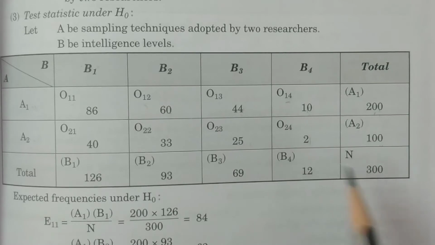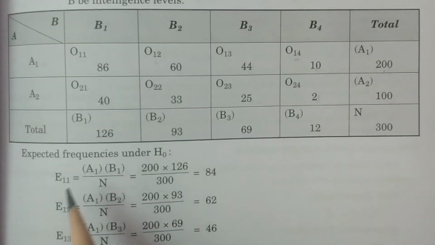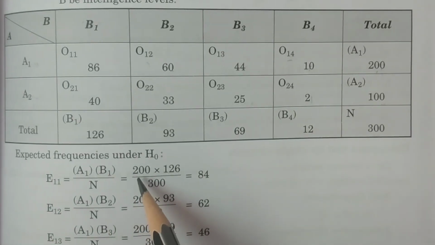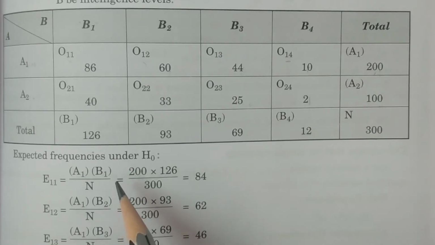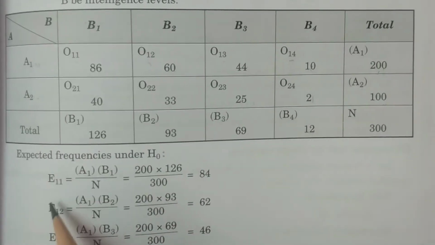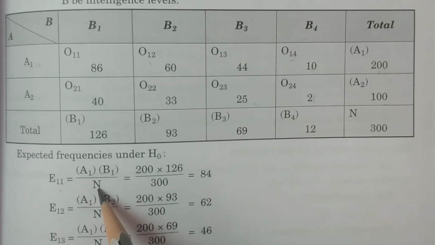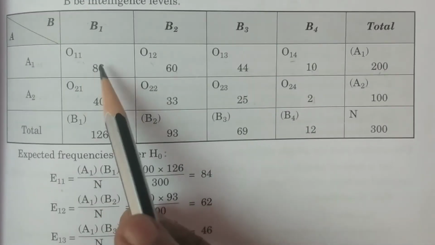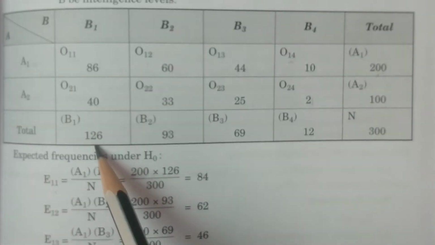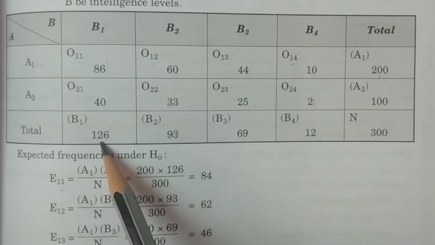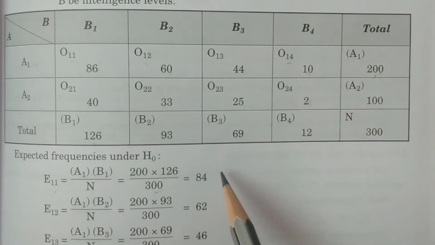Now you have to calculate the expected frequencies. I'll tell you one or two so that you can easily understand. Expected frequencies are denoted by Eij. In the formula, Oij and Eij are the two important terms we have. E11 formula, what is the formula? Frequency of A1 into frequency of B1 divided by N. So corresponding to O11, you will get E11. So against A1, 200, and column-wise you will have B1, that is 126, divided by 300, capital N. It is 84, approximately.